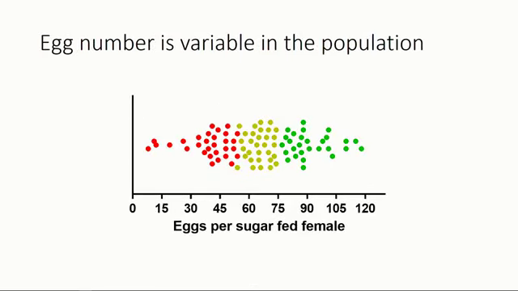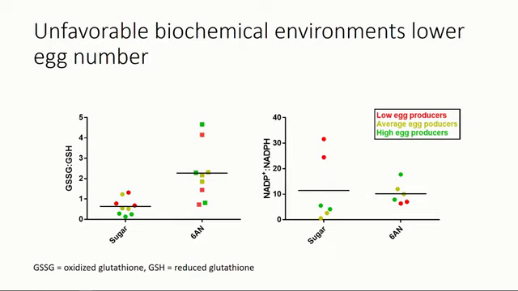Finally, what we did is we looked at the biochemical environment within the mosquitoes. So this is a strip plot showing the distribution of egg number within normal sugar-fed mosquitoes. The red represents low egg producers, the yellow represents low-to-middle, green-yellow represents middle, and green represents high egg producers. And what we did is we measured NADPH, NADP, and oxidized versus reduced glutathione levels. So right now we have oxidized versus reduced glutathione. The higher this number, the more oxidatively stressed the system is.